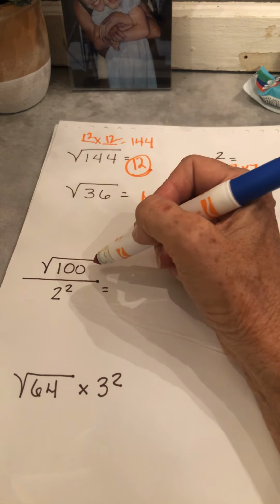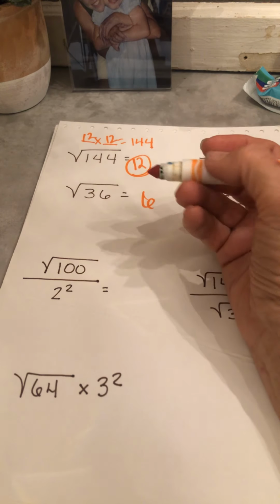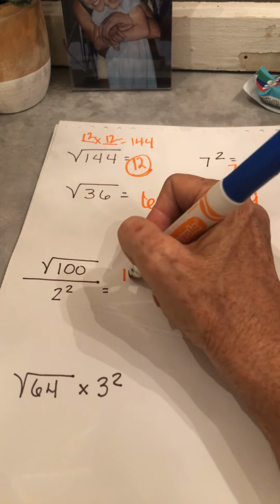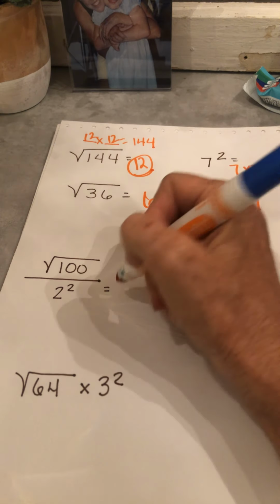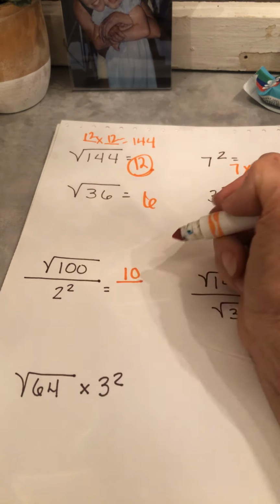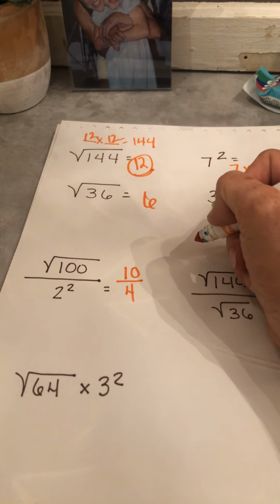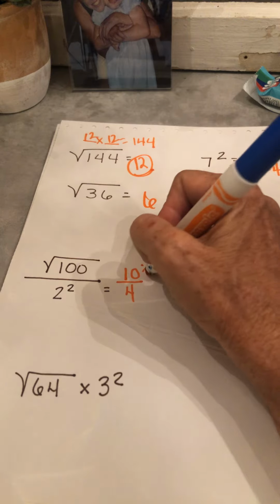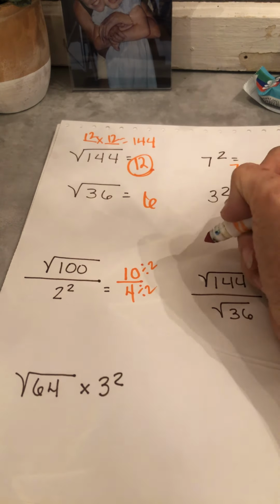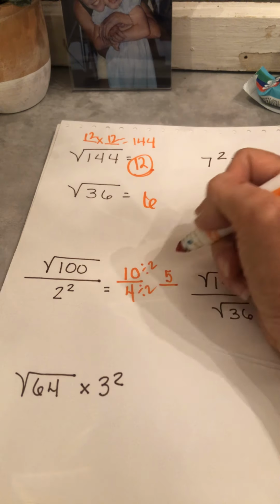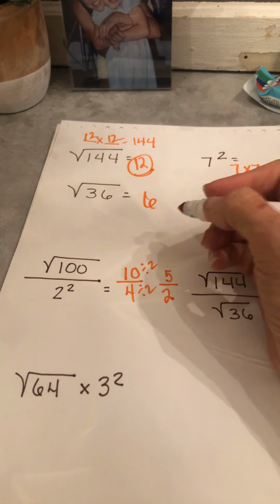Okay, so I've got the square root of 100. So I'm thinking to myself, what times what gives me 100, where the numbers are the same? 10. 10 times 10 is 100. 2 squared means 2 times 2. 2 times 2 is 4. Can that be reduced? Yeah, they both can be divided by 2. 10 divided by 2 is 5. 4 divided by 2 is 2.